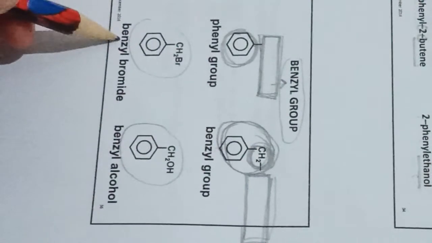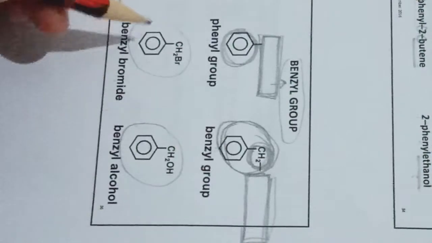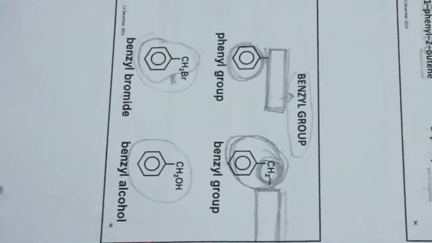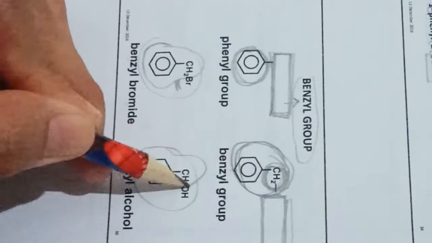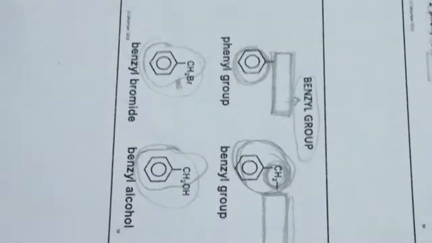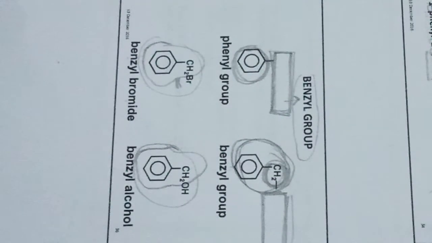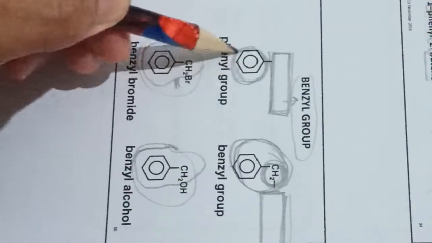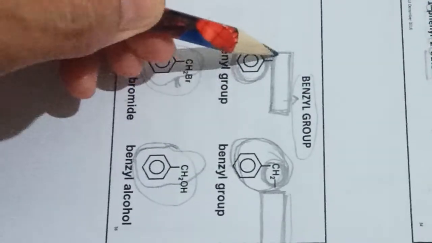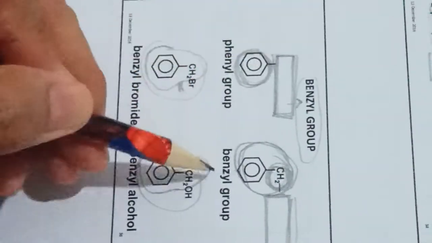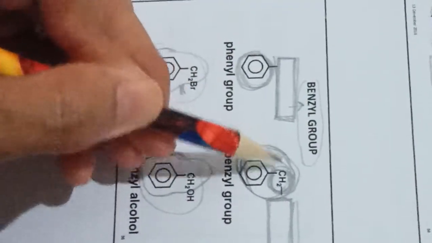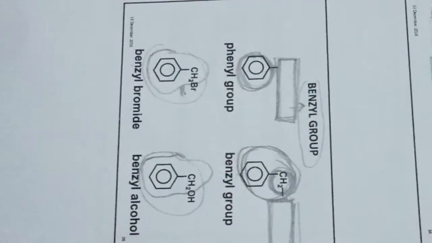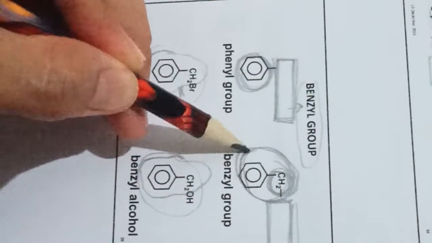So we call it here benzyl bromide, because we have the benzyl group here attached to the bromine. Benzyl alcohol, because we have this benzyl group here. It's a little bit different from the phenyl. So this is phenyl, where benzene becomes a substituent and is attached directly to the parent. Benzyl group, we have an extra CH2 here before it is attached to the parent. This is the benzyl group.